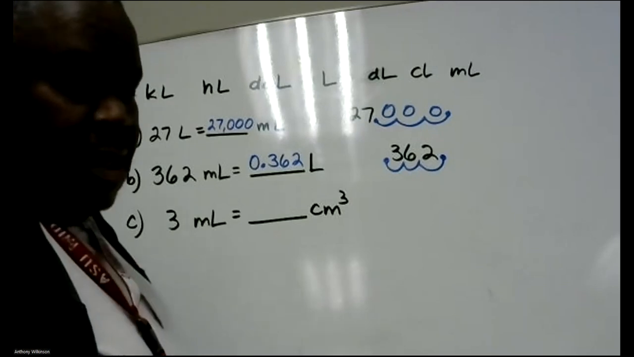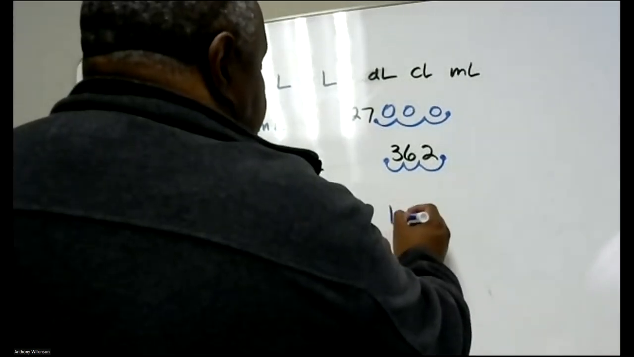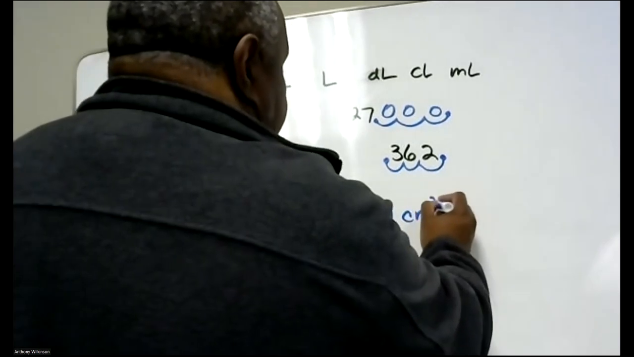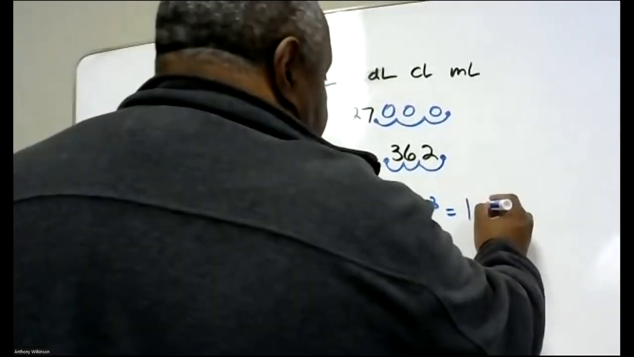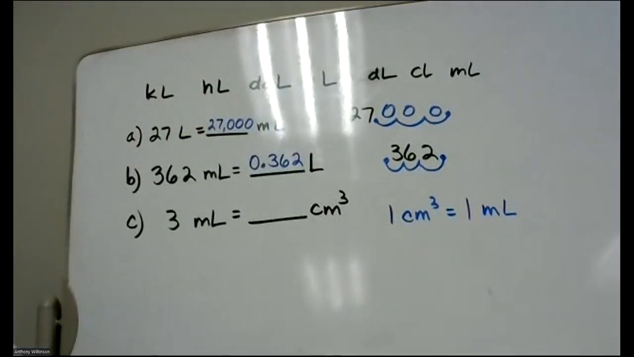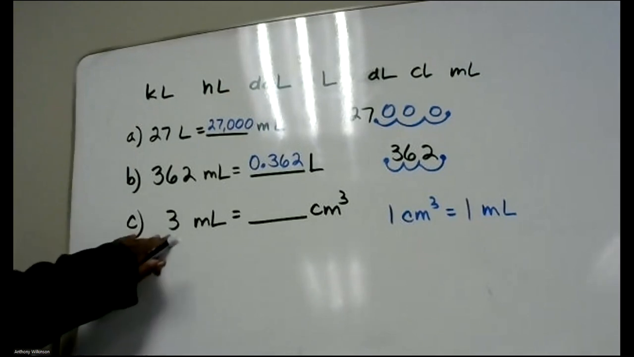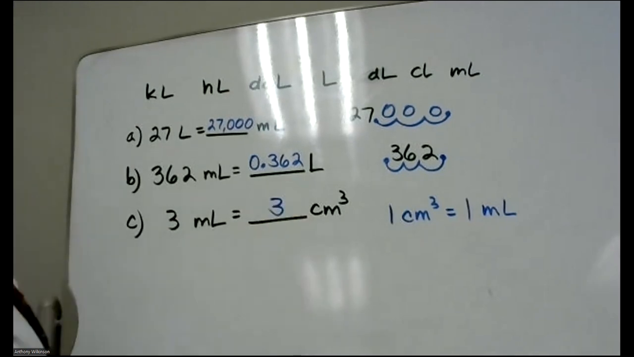Okay, now I did mention the fact that 1 cubic centimeter is equal to 1 milliliter. So for every 1 milliliter, that's equivalent to 1 cubic centimeter. So 3 milliliters has to be equal to 3 cubic centimeters.